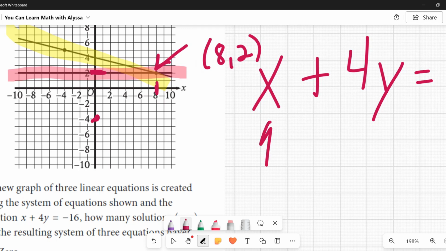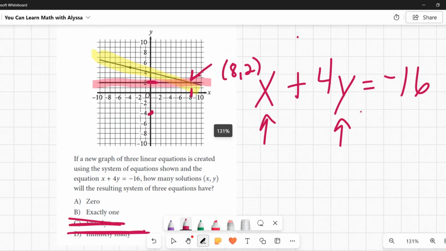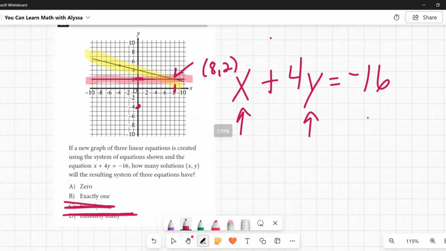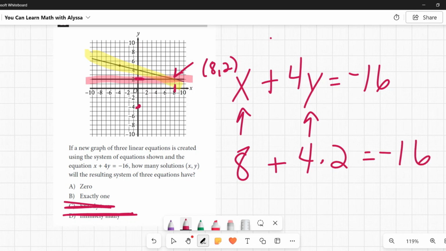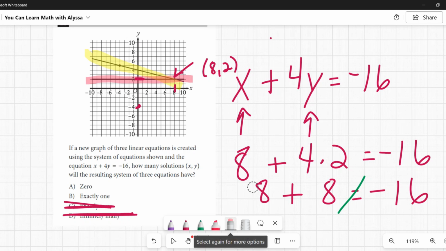And we can plug those numbers into here and see if it makes a true statement. You don't even have to draw it. So if x is 8 and y is 2, 8 plus 4 times 2, or 8 plus 8, does that equal negative 16? No, that equals positive 16. So there's another way of looking at it. Nope, it doesn't work. It will not go in there.